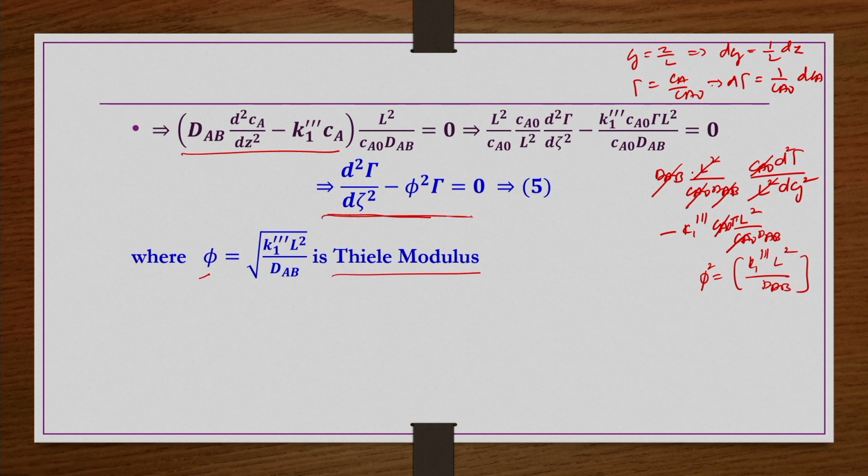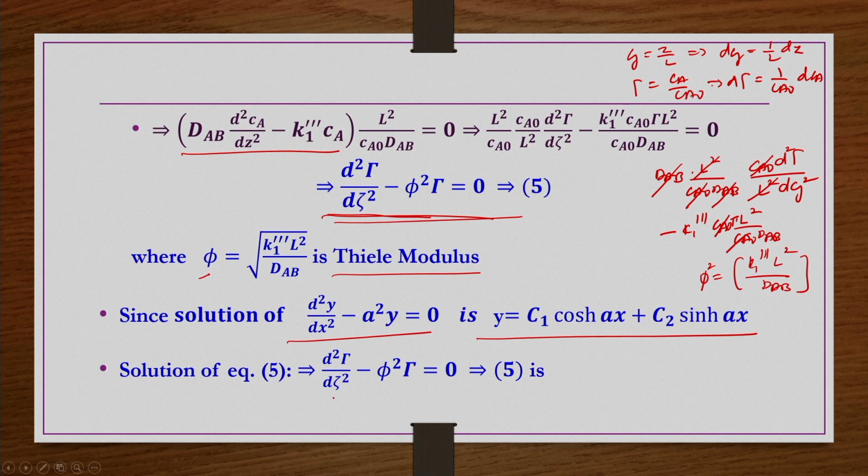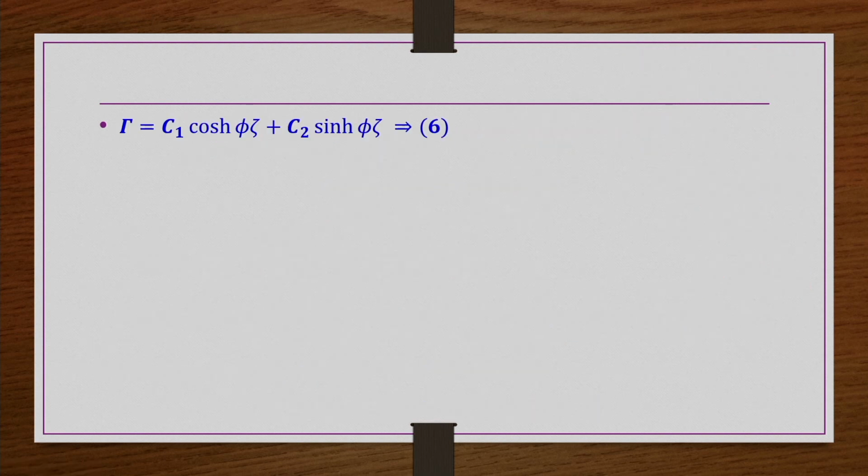So, this equation we have to get the solution. This equation 5 is in this form, d square y by dx square minus a square y is equal to 0, whose solution is y is equal to C1 cos hyperbolic Ax plus C2 sin hyperbolic Ax. So, for this equation 5, similarly the solution would be capital gamma is equal to C1 cos hyperbolic phi zeta plus C2 sin hyperbolic phi zeta, right. The same solution is written here. So, now actually this is nothing but the concentration profile in dimensionless coordinates.